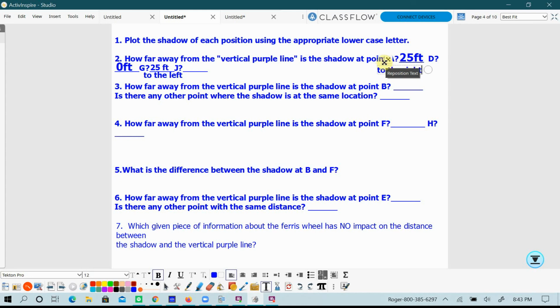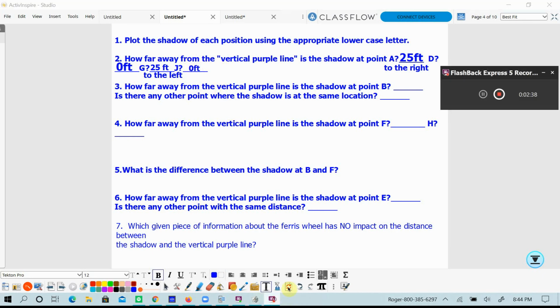So to that point, you can also say, when it's to the right of the vertical purple line, you can say to the right. If you notice, seat J overlaps seat D, so that means that will too have a distance of 0 feet. There won't be any difference there either.